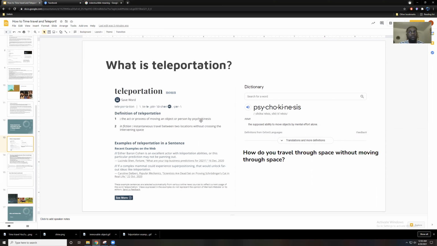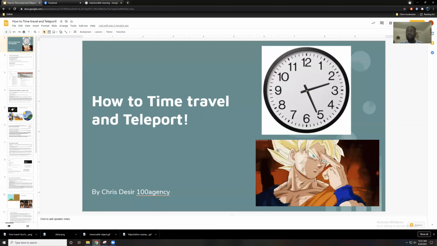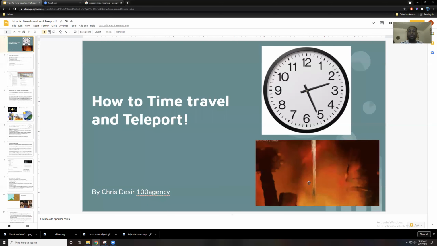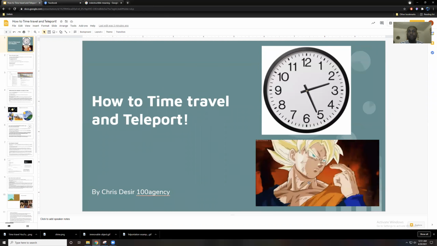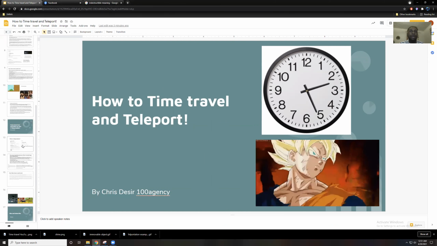And just for the first definition, if you don't understand what psychokinesis is, it's basically the supposed ability to move objects by mental effort alone. So when people think of teleportation, they kind of think of it like this. Boom, boom, like that. You're using your mind to just teleport somewhere. And it doesn't really work like that. I'm about to explain how it works.